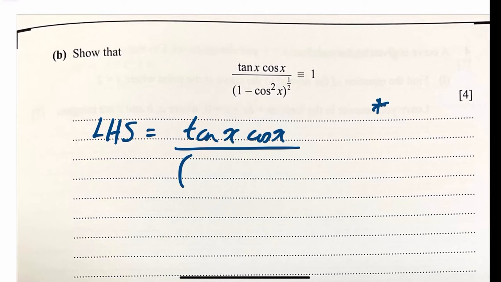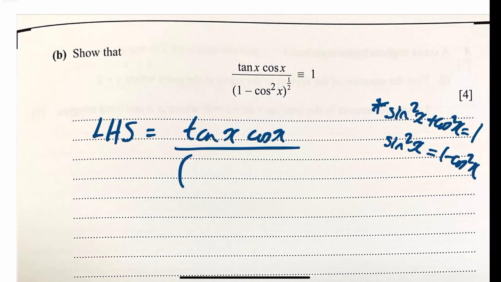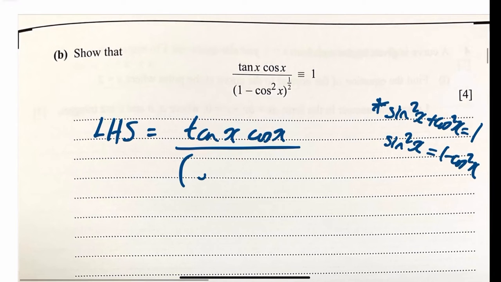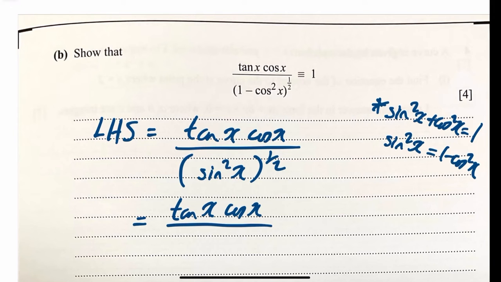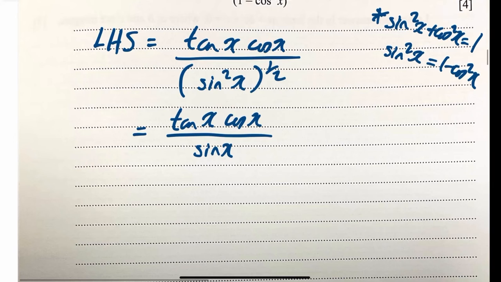Now from the wee identity that you should know, which is sine squared plus cos squared is equal to 1. That could be rearranged. Sine squared then is going to be equal to 1 minus cos squared. So this is where this is coming from. So the bottom line really becomes sine squared to the power of a half. Now, power of a half means the square root. So the top line stays the same. Square root of sine squared is just going to be sine. So that's what we have got now.